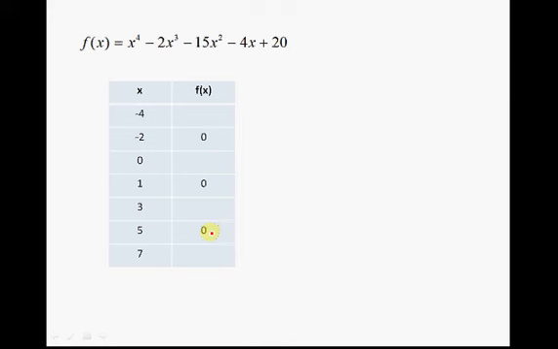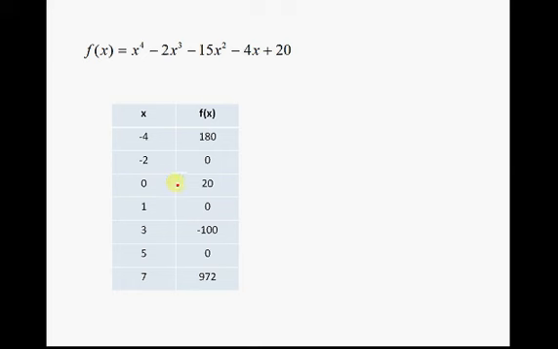What I want you to do now is pause and find out what f of x is for each one of these values when x is -4, 0, 3, and 5. Pause right now. Do that. Okay. And now let's come back, and here's what they're equal to.